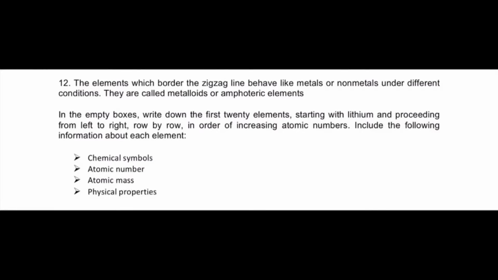Again, this is Zynab Galaroza speaking, and for this activity, we are asked to write down the first 20 elements, starting with lithium and proceeding from left to right, row by row, in order of increasing atomic numbers. And we are also asked to include the following information about each element, which are the chemical symbols, the atomic number, the atomic mass. But since there are too many and it will take a lot of time, I will only explain 5 elements among these 20, and the rest can be seen on the screen.